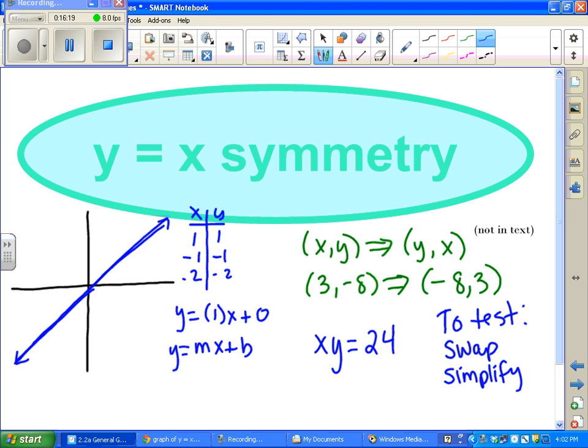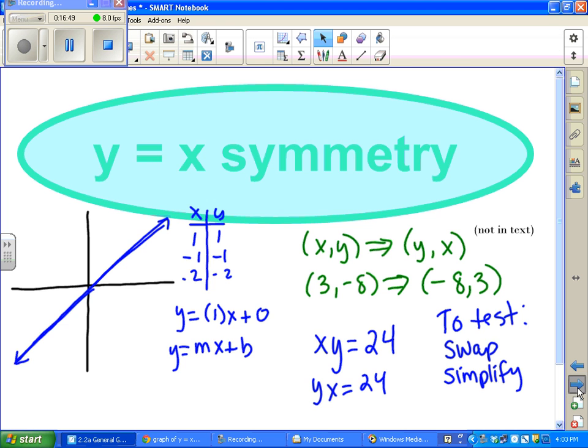And once you simplify, did you get the original? If you get the original, then it has symmetry with respect to y equals x. So I'm going to write this as yx equals 24. Is yx equivalent to xy? Well, yes, it is. I already mentioned the commutative property of multiplication allows you to switch the order. Xy equals 24, and yx equals 24 is the same, is equivalent.